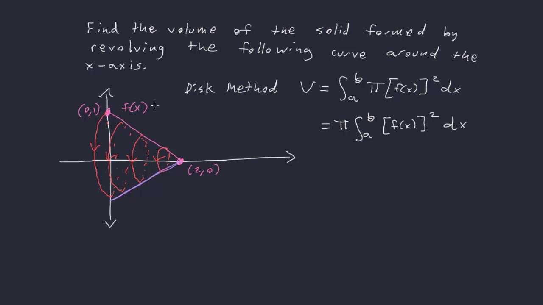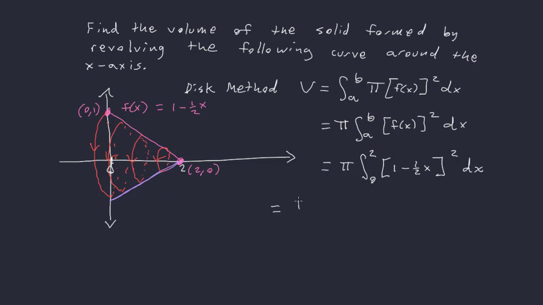So the y-intercept is 1. The slope, well, we go down 1 and over 2, so it should be minus 1/2 x. All right, so that's our function. So the volume should be pi times the integral from, well, our x's go from 0 to 2, of 1 minus 1/2 x all squared dx.